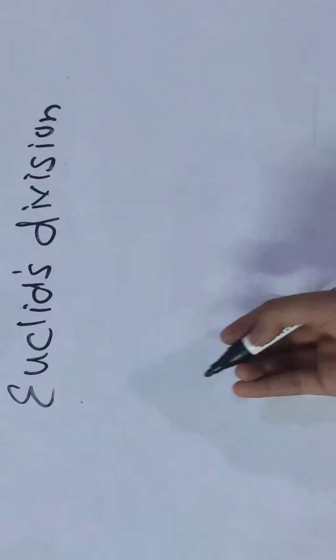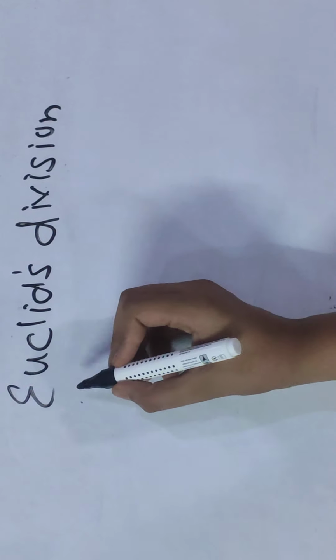Now let's see some questions. The more frequently asked question is: show that any A, a positive integer, can be expressed in the form of 2q plus 1 or 3q plus 1. Let's see how we will solve such type of questions. Now we have to start, let's write the question first.